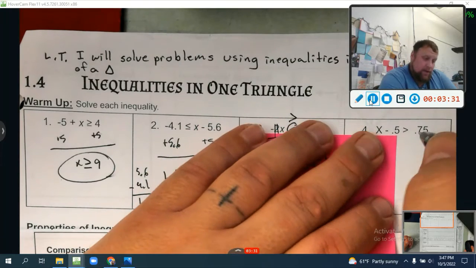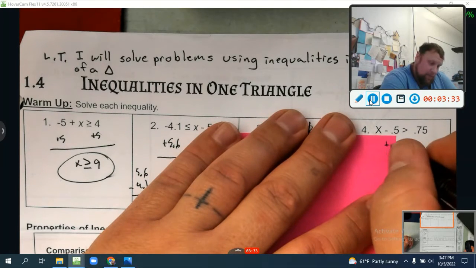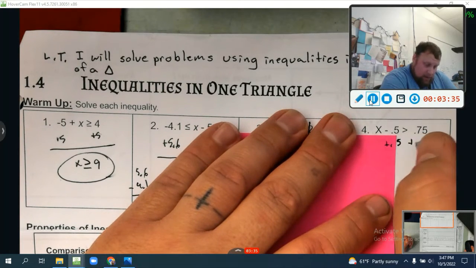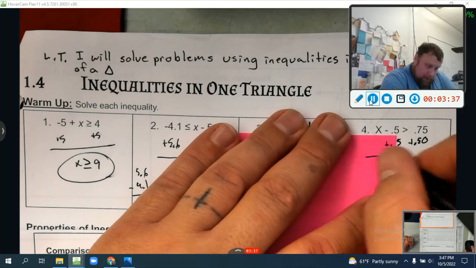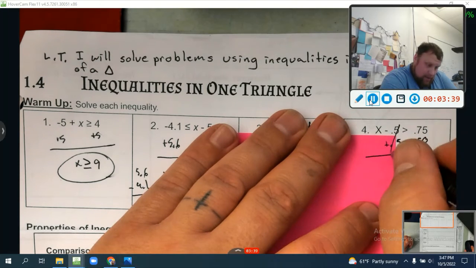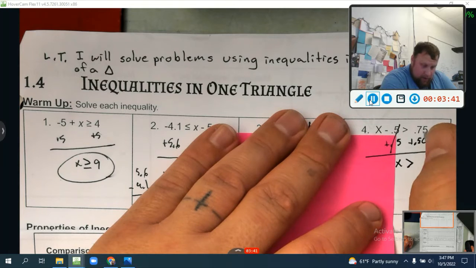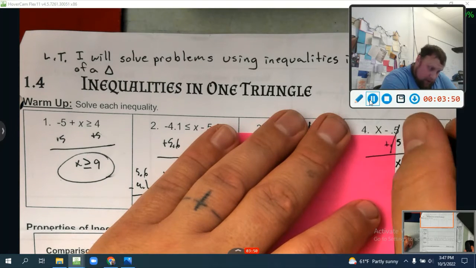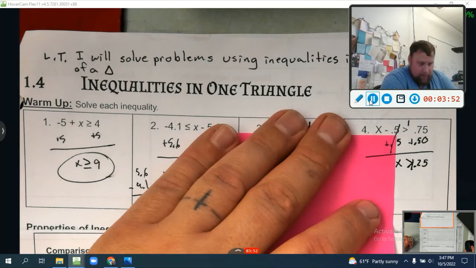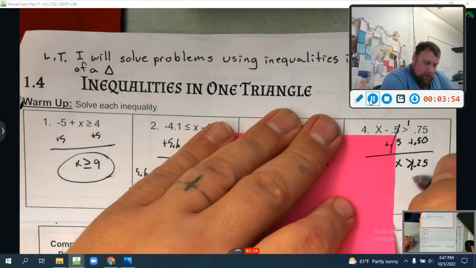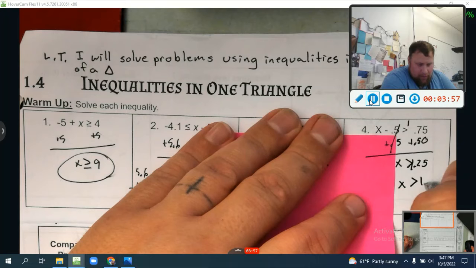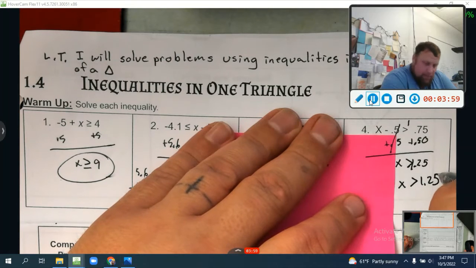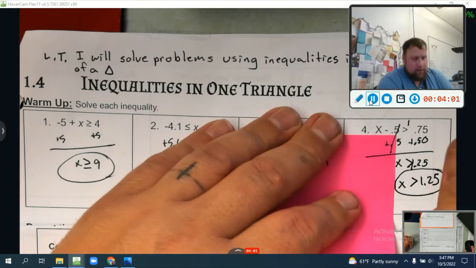So let's look at this one right here. I'm just going to add 0.5 plus 0.5, add a 0 there to help out. That's gone. X is greater than, let's see, that's still going to be 5. That becomes a 2 point, and then carry a 1 over here. 1.25. X is greater than 1.25. Look at that. Let's go.